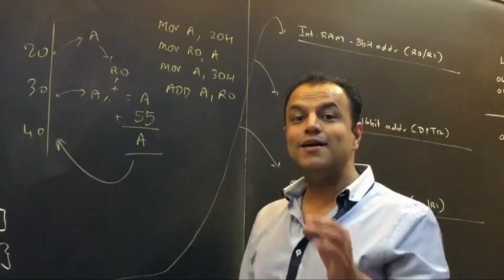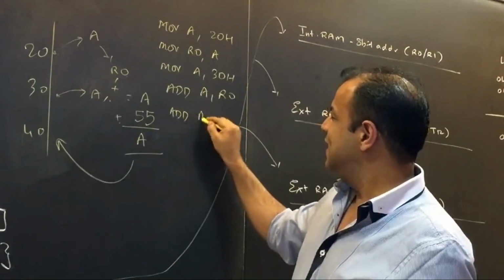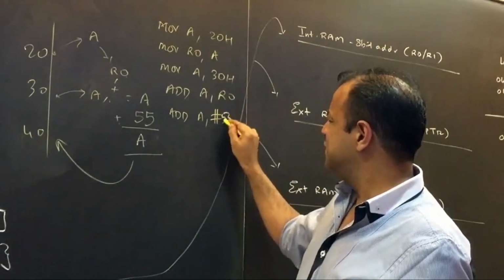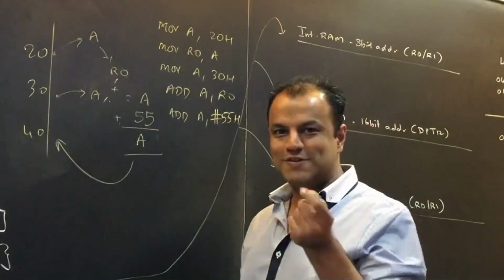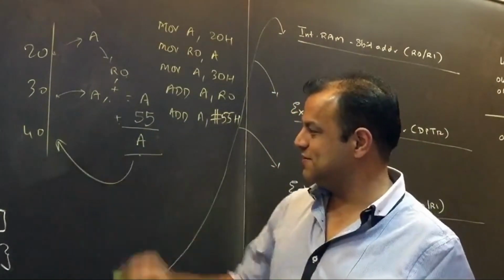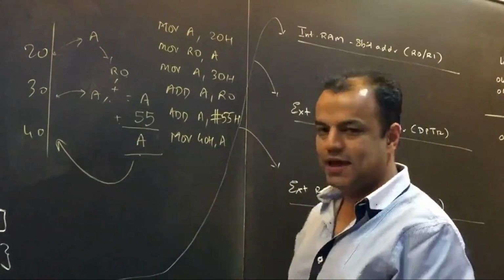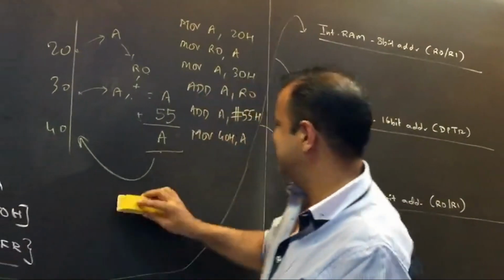To that, add the number 55. ADD A, #55H. The hash because it's the number, it's the data. The answer comes in A. Store the result at 40. MOV 40H, A. I hope you understood this.